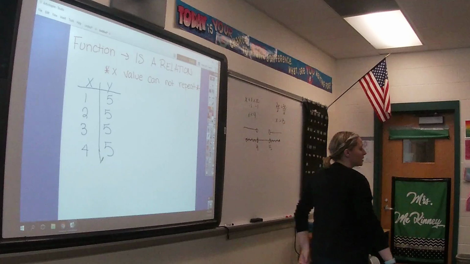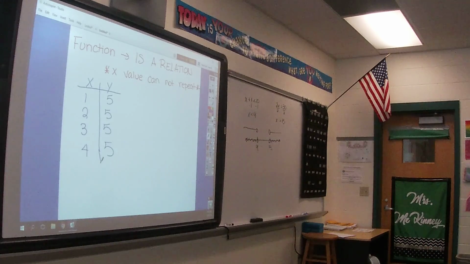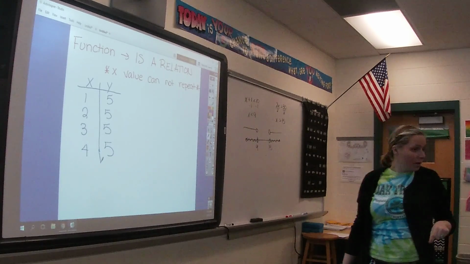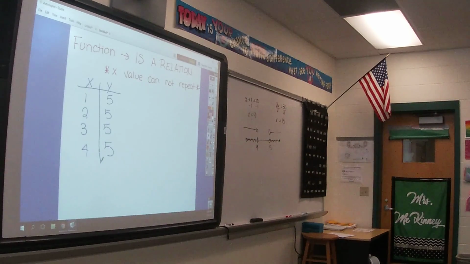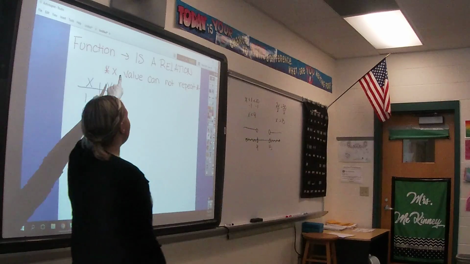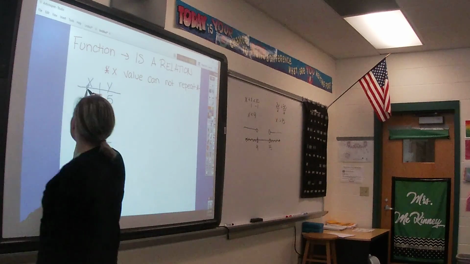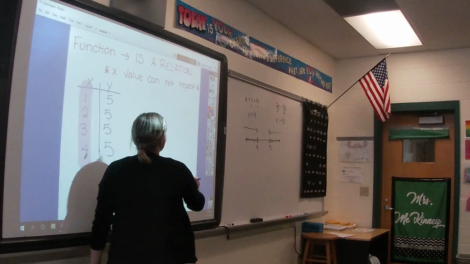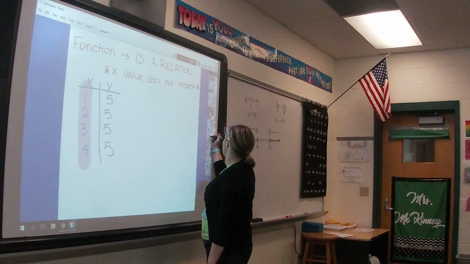We know it's a relation because it's written in a table, and every relation can be written in a table. But now we want to decide, is it a special type of relation? Is it that special type that we call a function? And we decide by looking at the x values. So we are going to look at the x values only and ignore the y's. These don't matter.